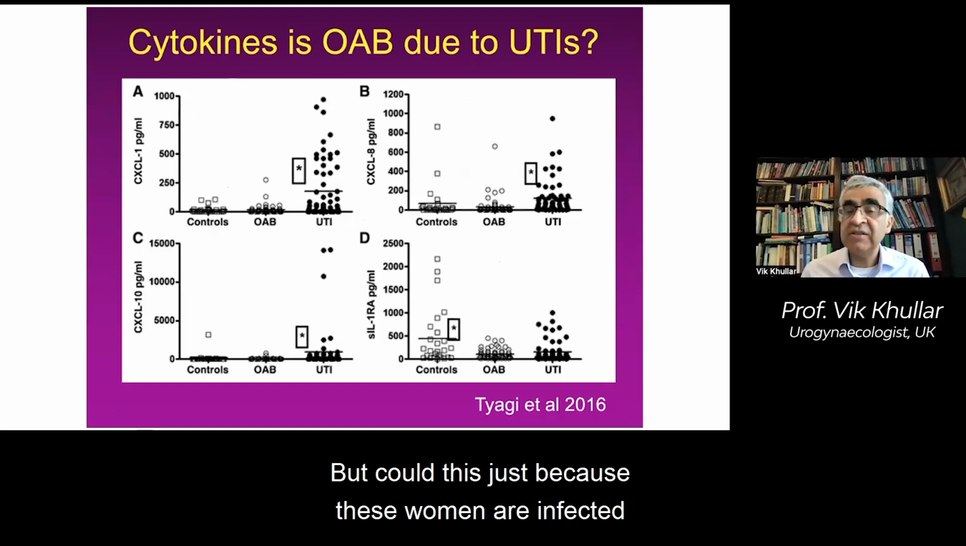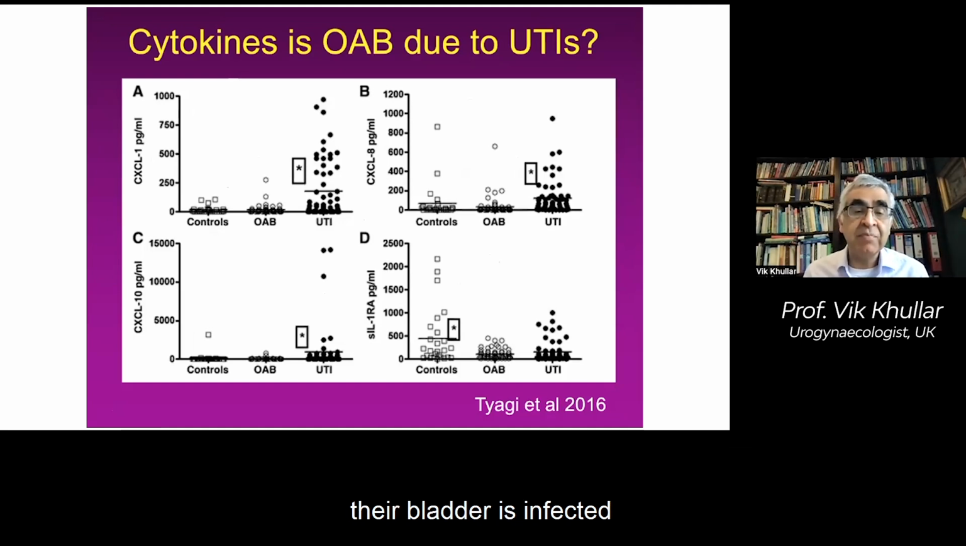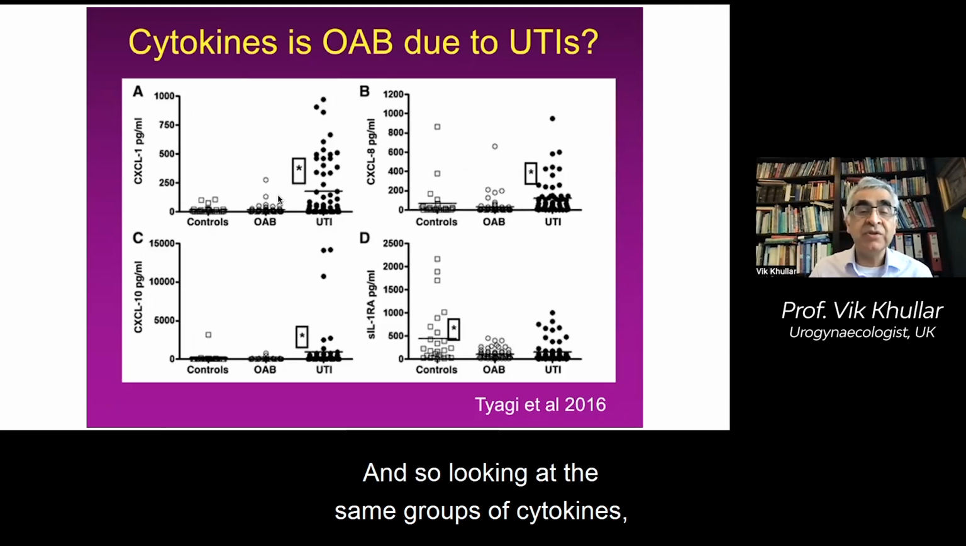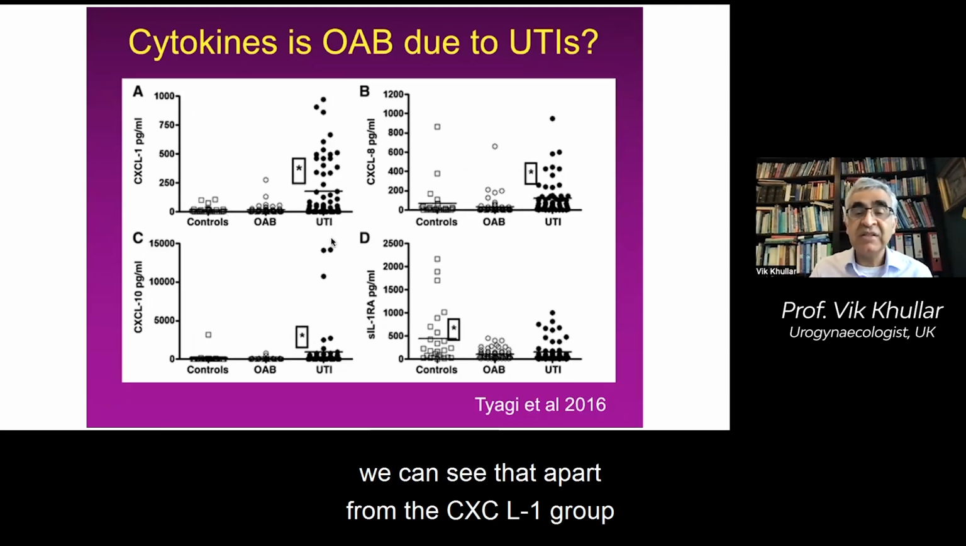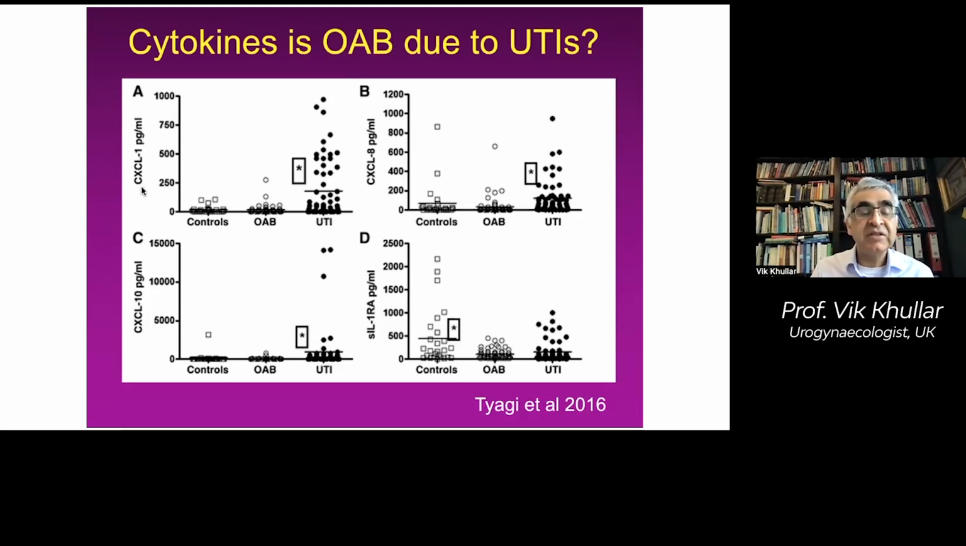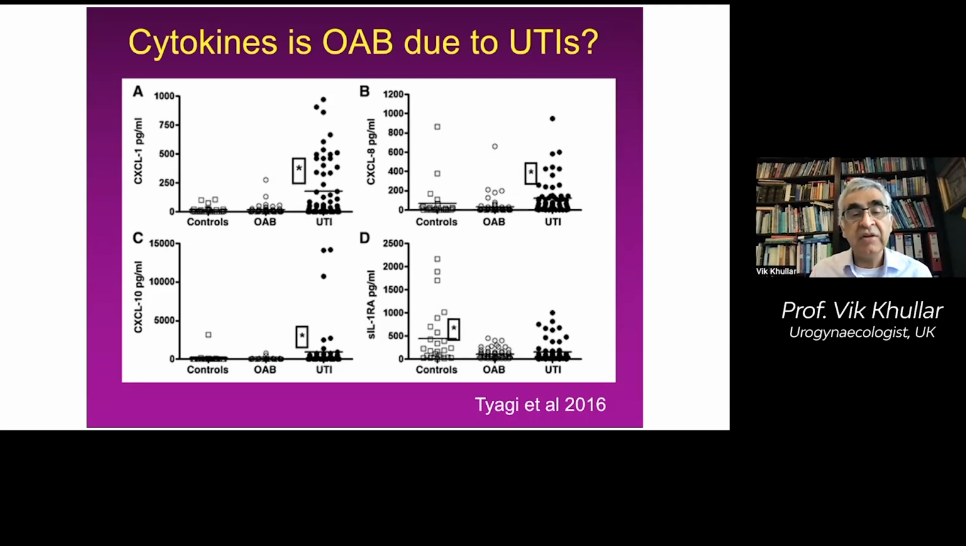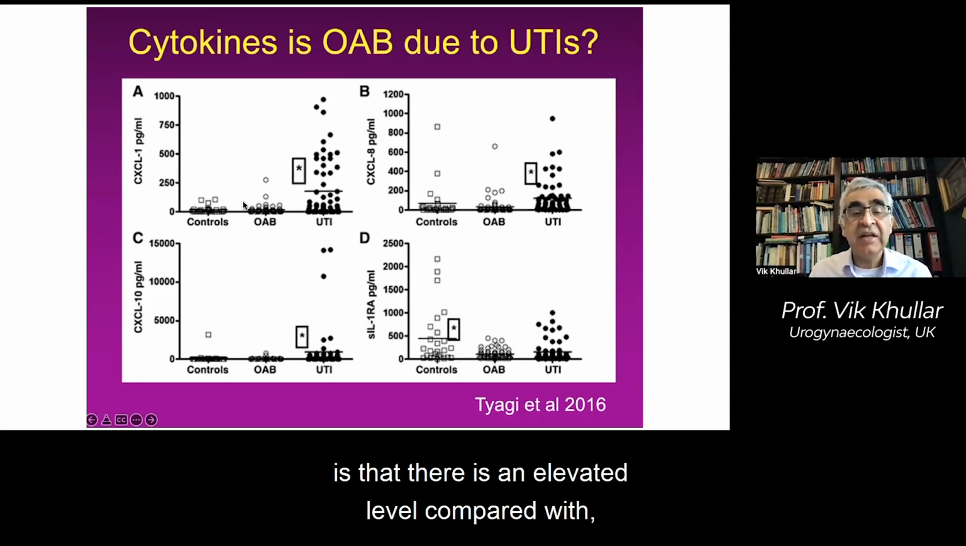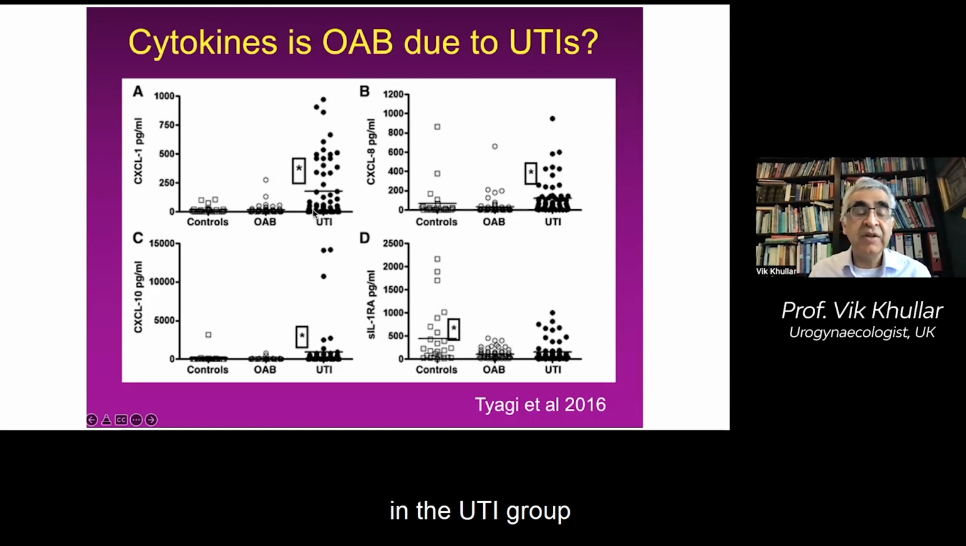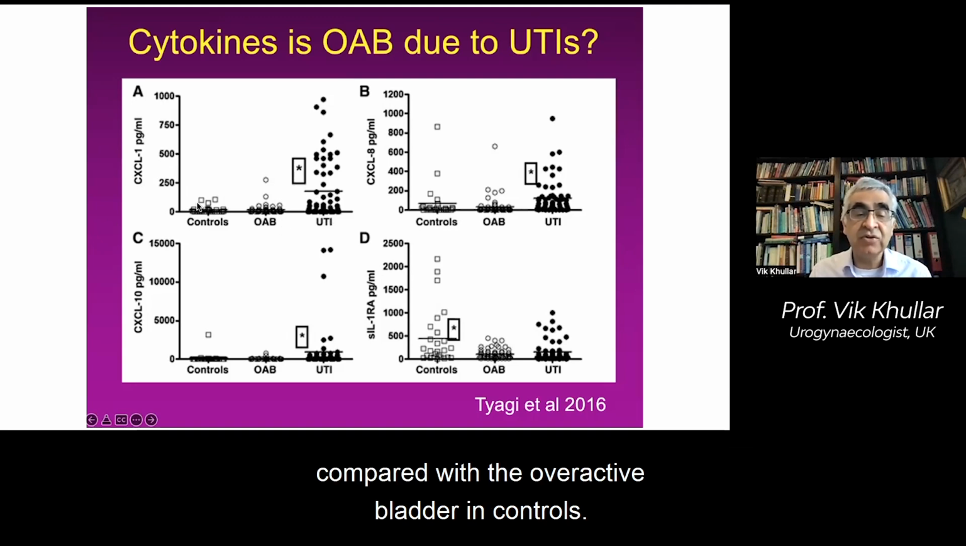But could this just be because these women are infected, their bladder's infected, and it's not really anything to do with having an overactive bladder? It's actually more to do with having a urinary tract infection. And so looking at the same groups of cytokines, we can see that apart from the CXCL1 group, which would be really looking at the neutrophils, there is an elevated level in the UTI group compared with overactive bladder and controls.